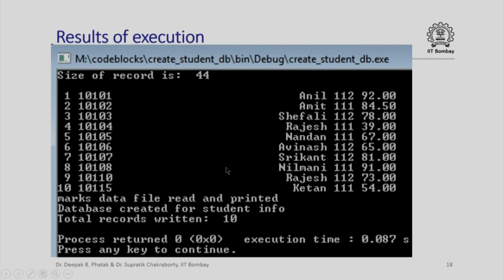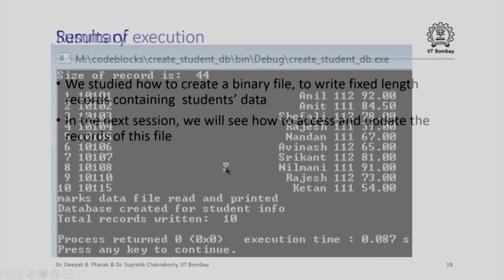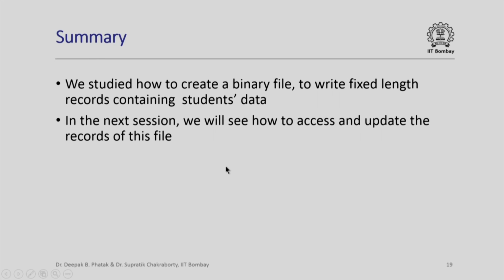We call it a database file. Please note that the word database actually refers to a completely independent body and field of study. In plain English, database is any base or any collection of data. So, we call this a database file. In summary, we have studied how to create a binary file, how to write fixed length records containing students' data. In the next session, we will see how to access and update these records using direct access to our binary files. Thank you.